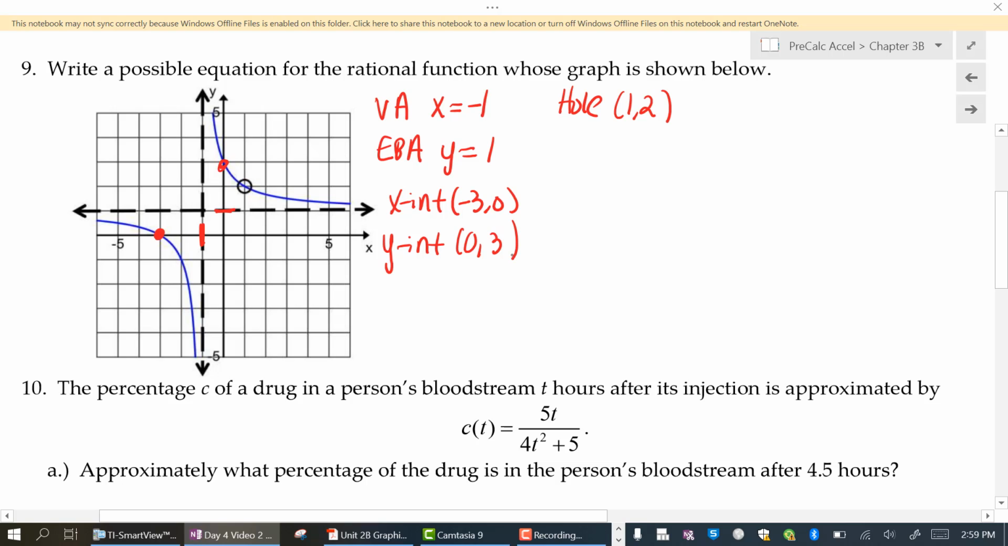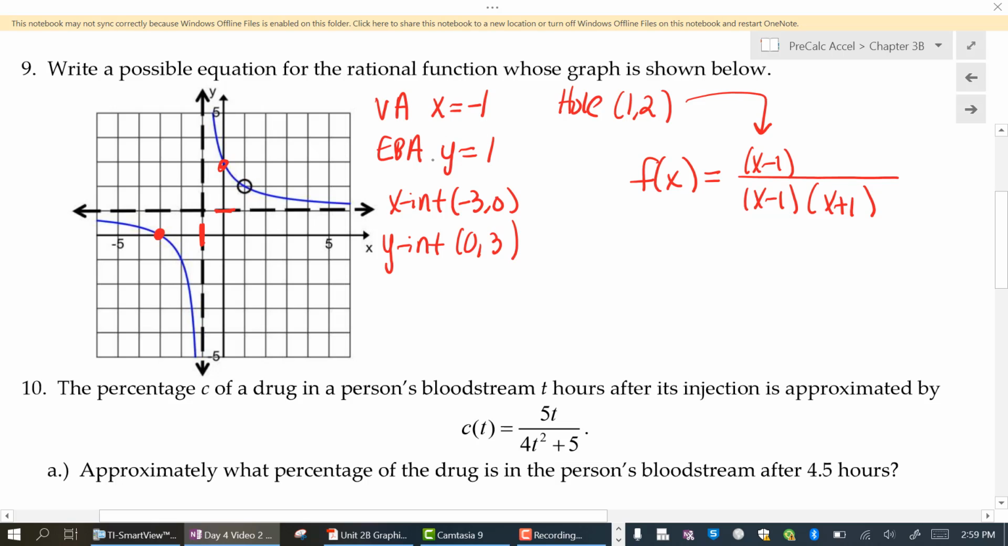All right, let's start building from here. So if I have a hole at 1, that means I have x minus 1 in the top and the bottom because of the hole. If I have a vertical asymptote at -1, that means I also have to have x plus 1 in the denominator.